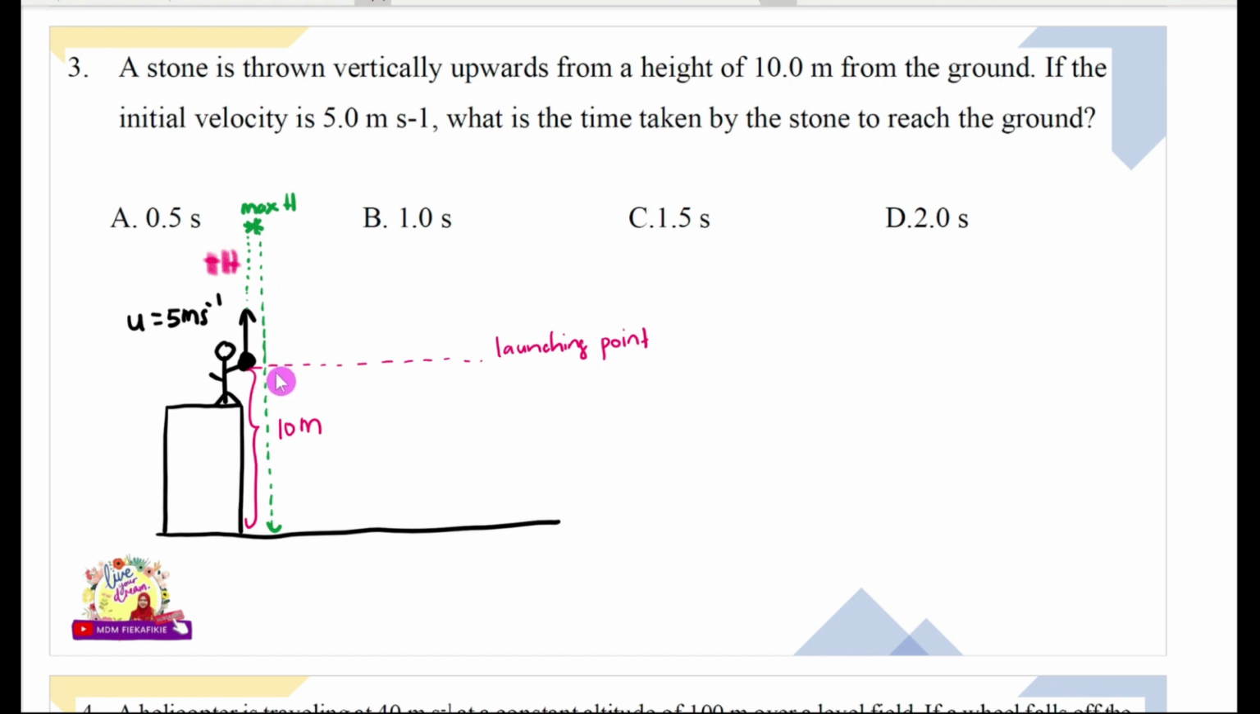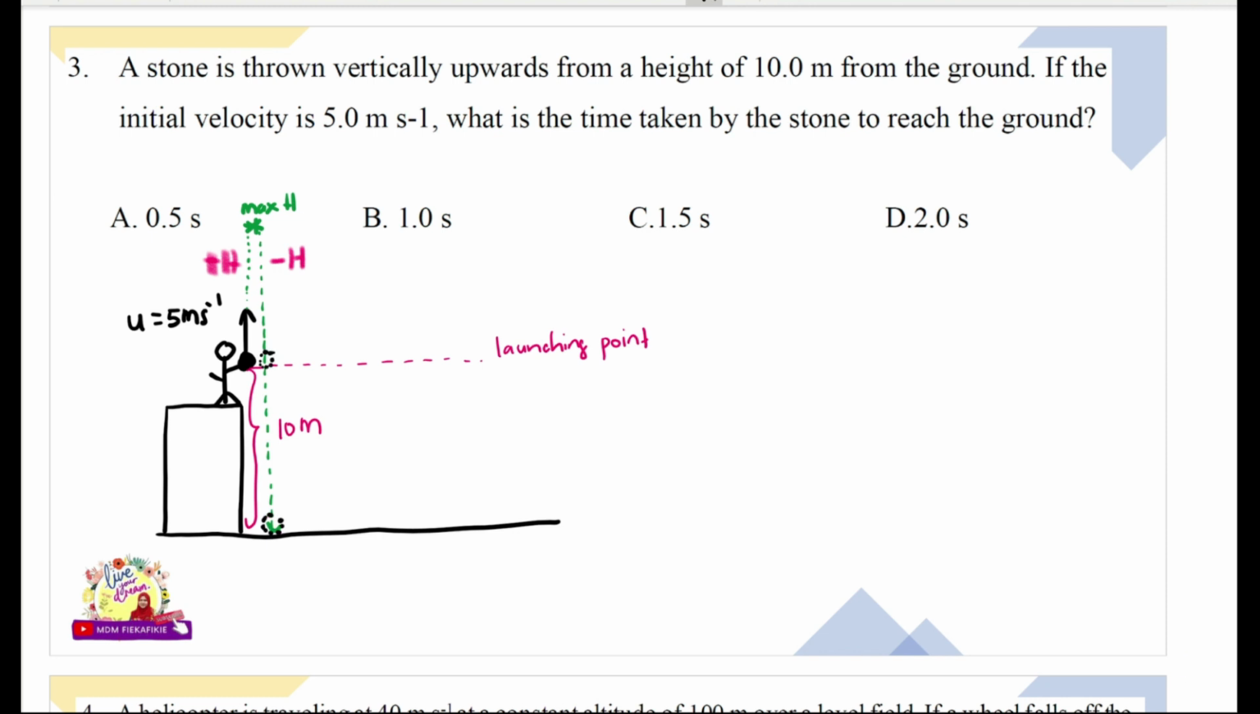Okay, kat sini at this point, daripada maximum height to launching point ini, dia akan ada displacement of negative H. So, kalau total displacement dia daripada sini, dia mula launching point, dia naik atas sampai maximum height, positive H. Daripada maximum height, dia turun ke bawah sampai kat sini, launching point is negative H. Lepas tu bola tu akan turun ke bawah, sampai dia kena pada tanah, hit the ground.